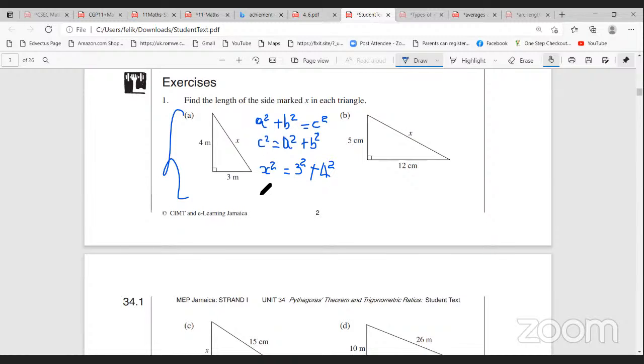So what is 3 squared? The x squared equals, what is 3 squared? 3 squared is 9. And 4 squared is 16, miss.